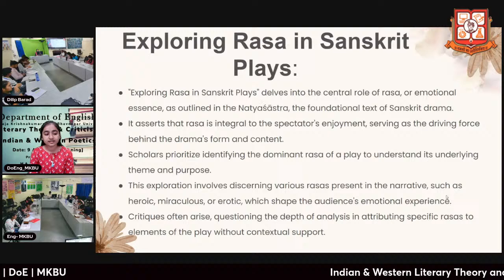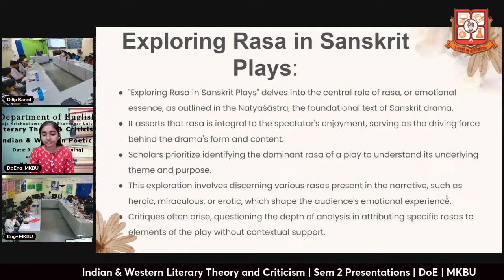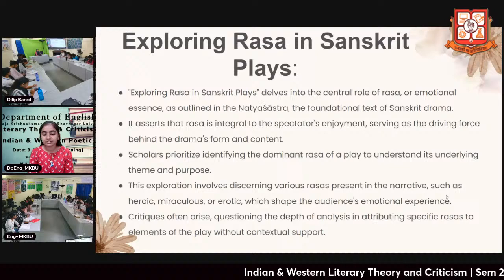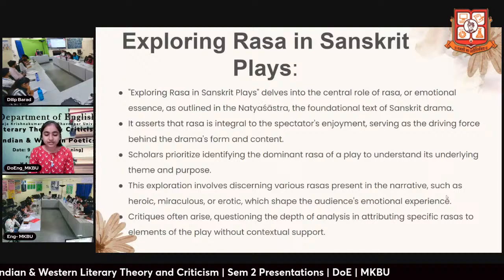This exploration involves discerning various rasas present in the narrative, such as heroic, miraculous, or erotic, which shape the audience's emotional experience. Critics often question the depth of analysis in attributing specific rasa to elements of the play without contextual support. The essence of Sanskrit dramatic theory.